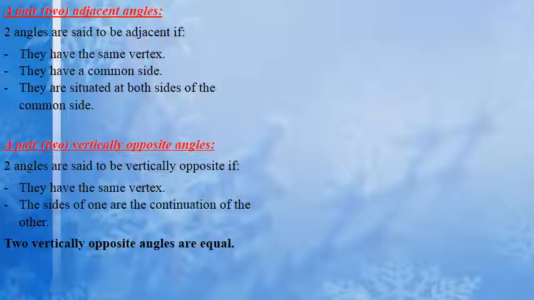Suppose I have an angle OAB and I have another angle which is ABC or BAC. These two angles, which are OAB and BAC, we call them adjacent angles. Why do we call them adjacent angles? We call them adjacent angles first.